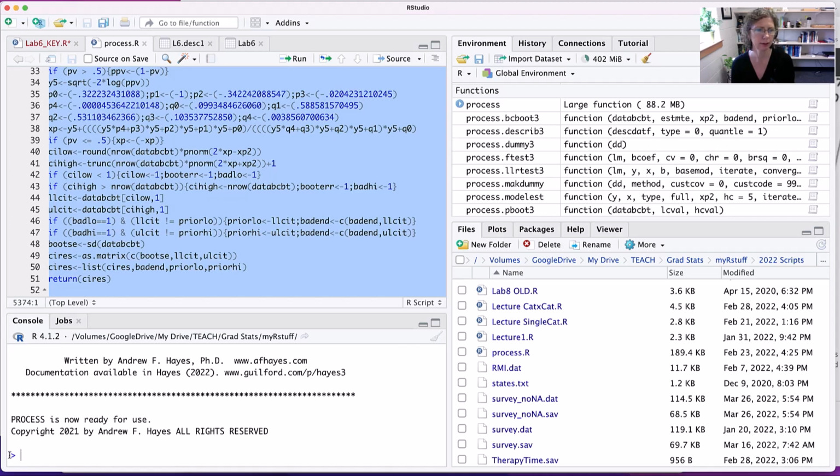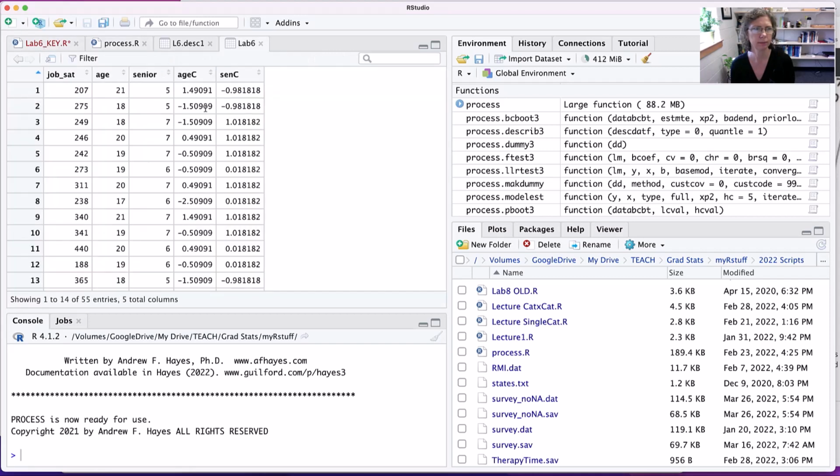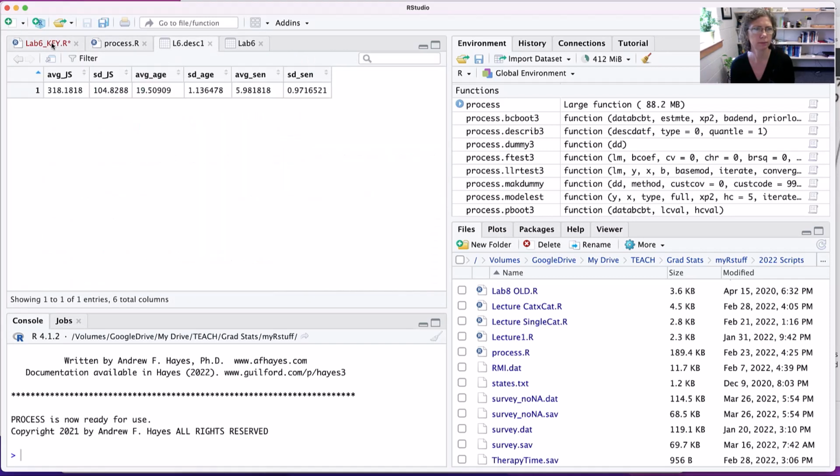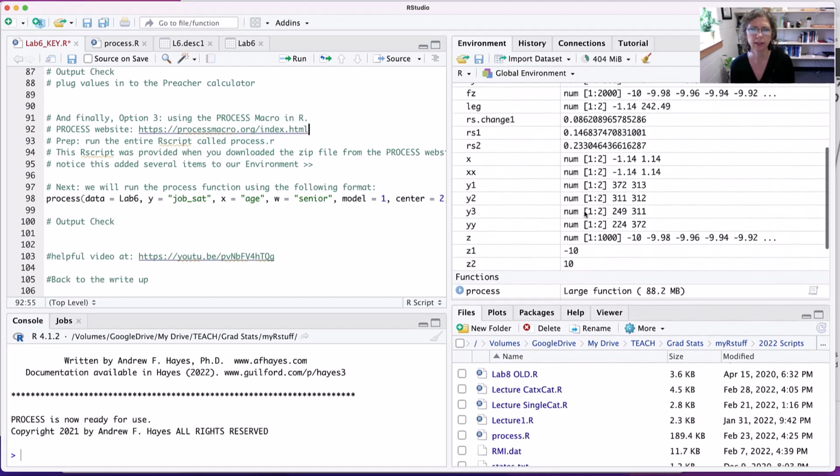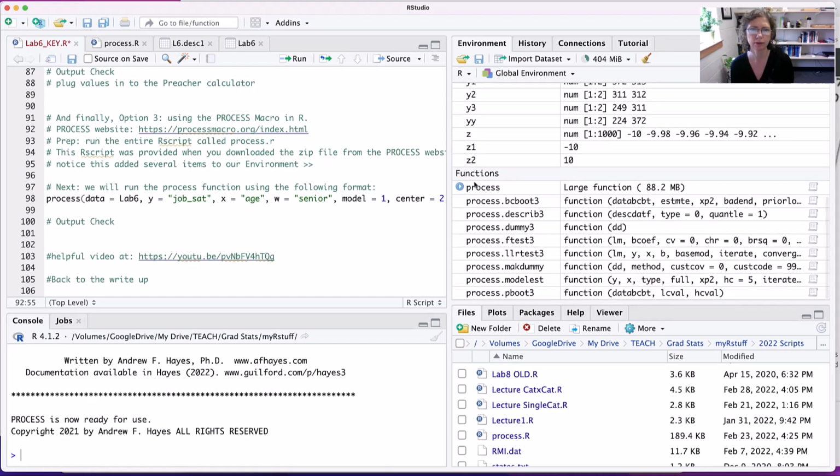Alrighty, now we have our little prompt. It says process is now ready for use. Cool. And notice that it's not going back over to here. I don't know why. There it goes. Notice it gave me more stuff in my environment. Like this here, the X, all of that was from when I did the graph. But this functions area started when we ran the process script right there. So here's the function called process. So it's not a package, it's just loading one function.